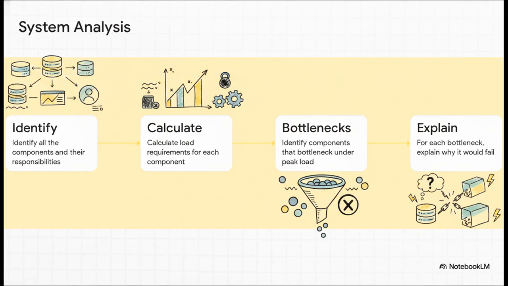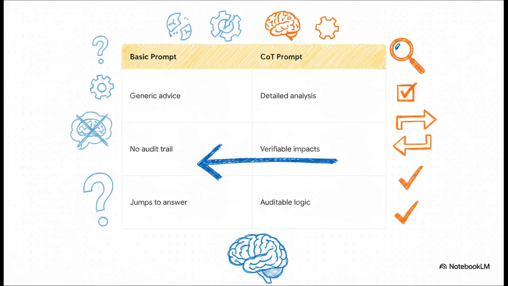Step 2, calculate the load requirements for each component. Step 3, identify which components actually become bottlenecks under peak load. And finally, step 4, for each bottleneck, explain exactly why it would fail. And the contrast in the outputs, it's just night and day.